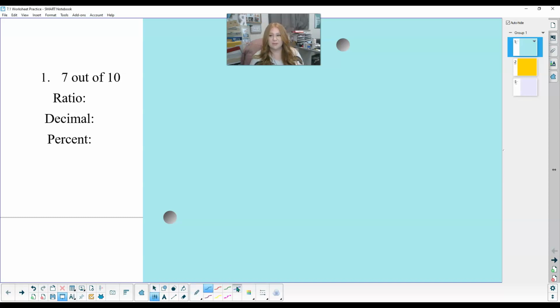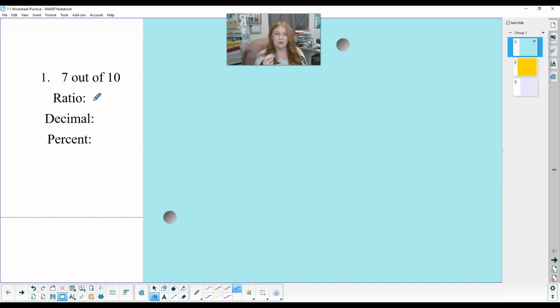This video is going to help us with our 7.1 worksheet. So we are changing these ratios from the ratio, the fraction, to the decimal, to the percent. If you remember from our notes, there's a couple ways we can do that. Sometimes it's just a nice number that goes into 100. Sometimes it's something we're going to have to think about and set that problem up.